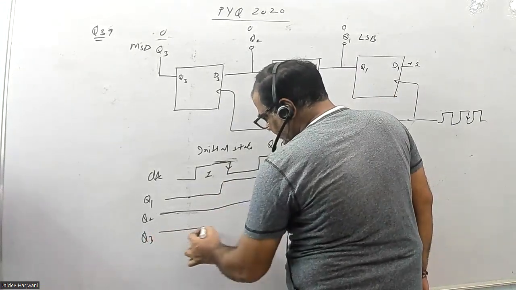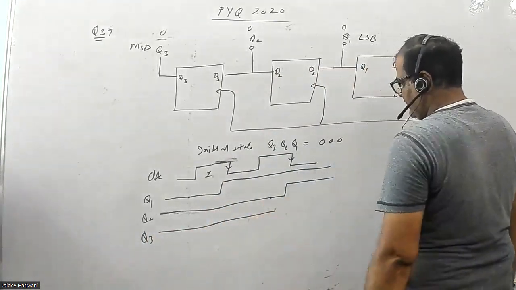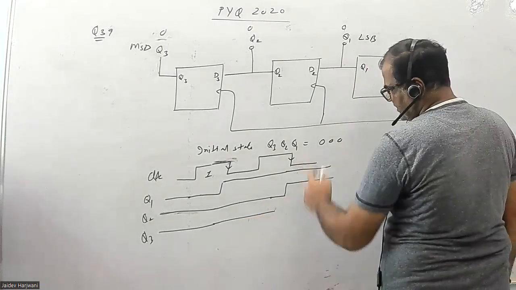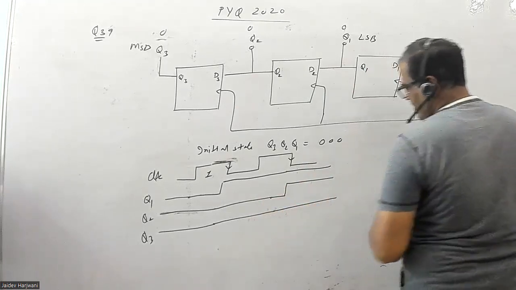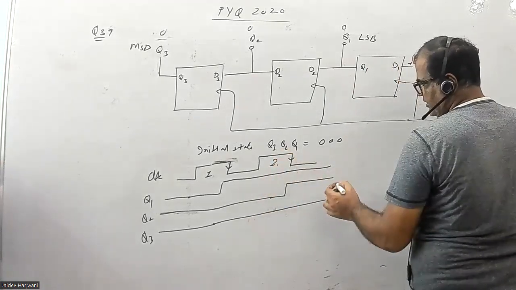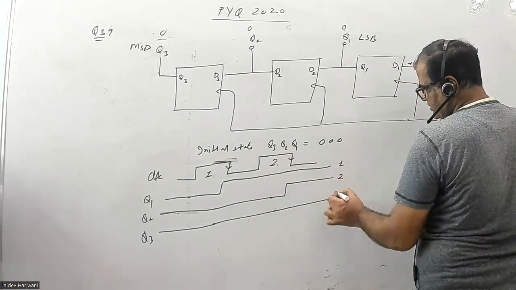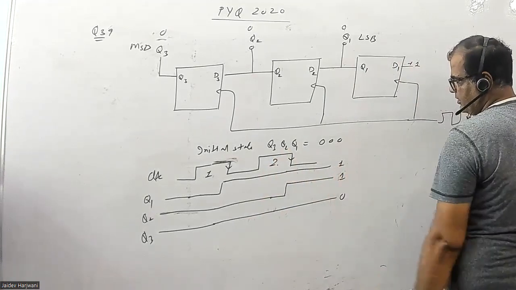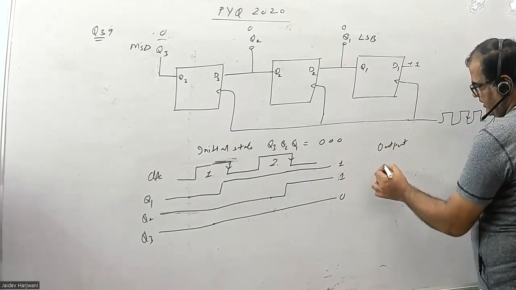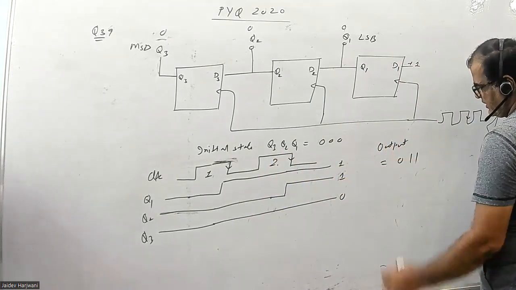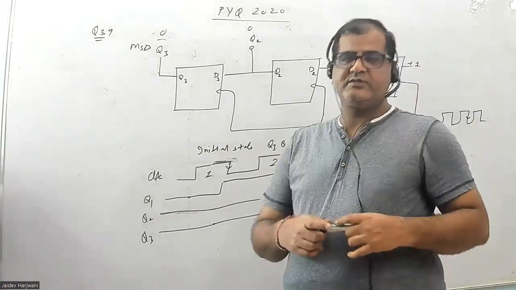Let us see what happens to Q3. Q3 is 0. Here the input of Q3 is 0, so it remains 0. Before the arrival of the second pulse, the input of Q3 is again 0, so it remains in reset state. So after the second pulse, your Q1 is 1, Q2 is 1, and Q3 is 0. So your output will be 0, 1, 1. This is given as option C, and option C is the correct answer for this question. Thank you very much.